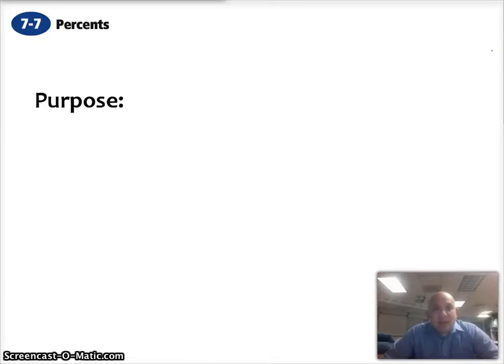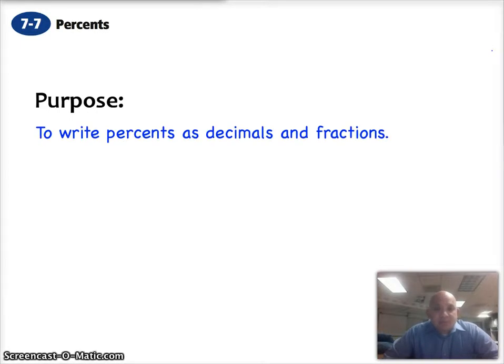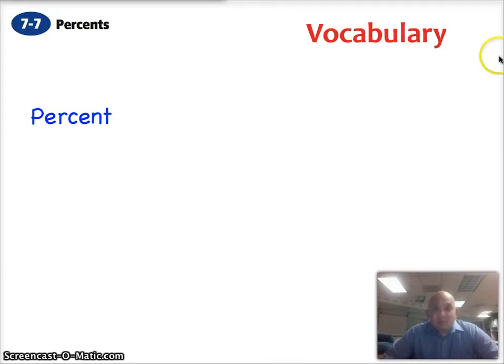It's about percent. So we're going to start in on percents here in this lesson. In fact, our purpose today is to write percents as decimals and fractions. Let's go ahead and take a look at our vocabulary.